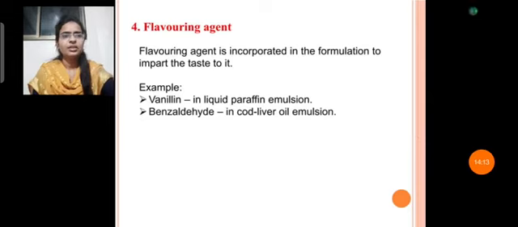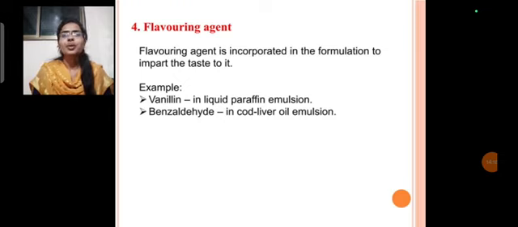Next is the flavoring agent. Flavoring agents are added in emulsion to impart taste to the emulsion. Examples are vanillin and benzaldehyde. Vanillin is used in liquid paraffin emulsion. Benzaldehyde is used in cod liver oil emulsion.